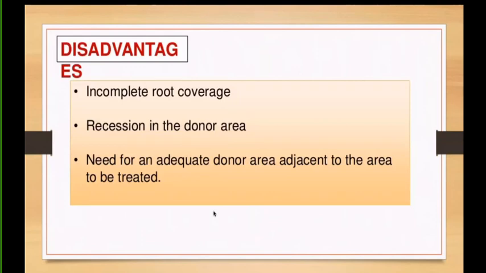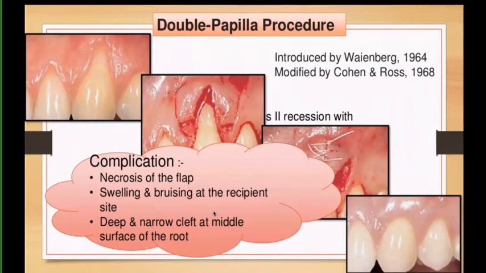But again there are disadvantages. There is incomplete root coverage. Obviously there are limitations to how much you can stretch the flap. Then there is recession in the donor area. This is the most common disadvantage of the pedicle graft: we take the graft from the adjacent tooth, but the adjacent tooth with good attached gingiva always ends up with some amount of recession, and there needs to be adequate donor area adjacent to the area to be grafted. Healing is different for the pedicle, so make sure you read all the healings.